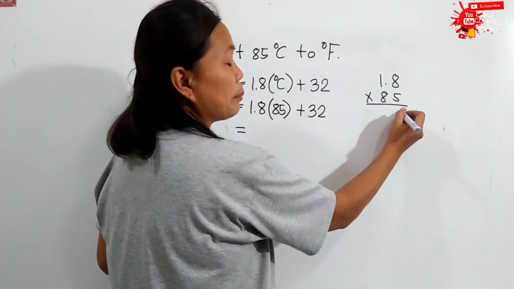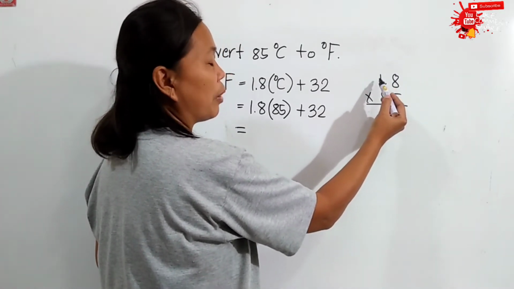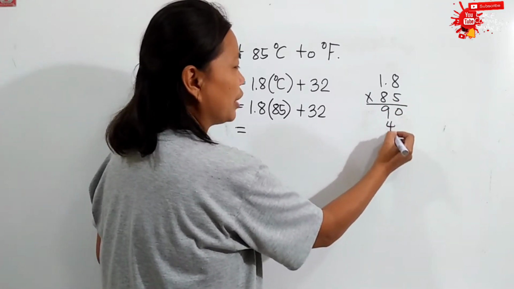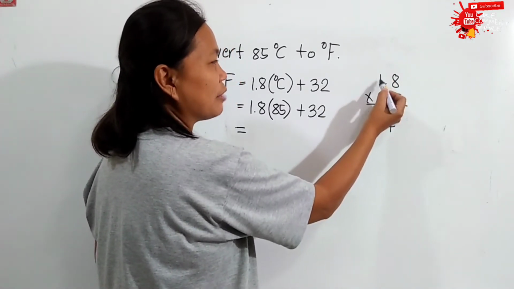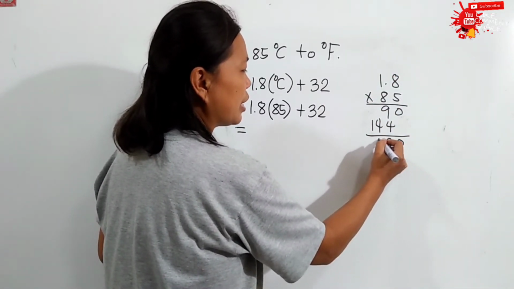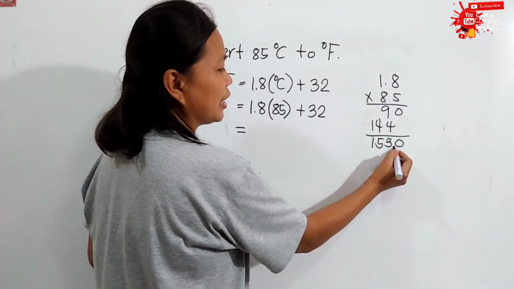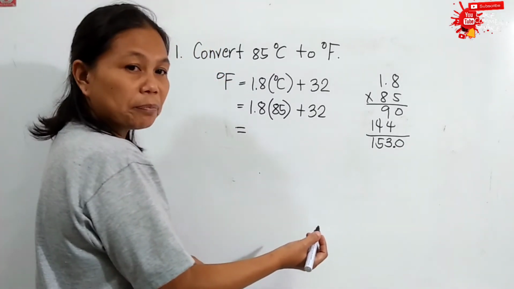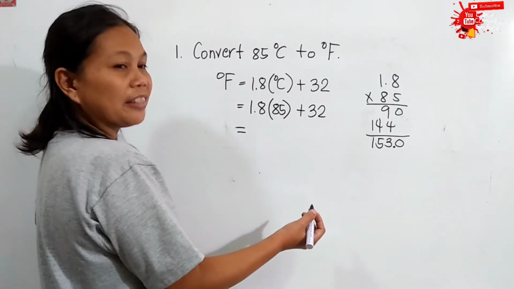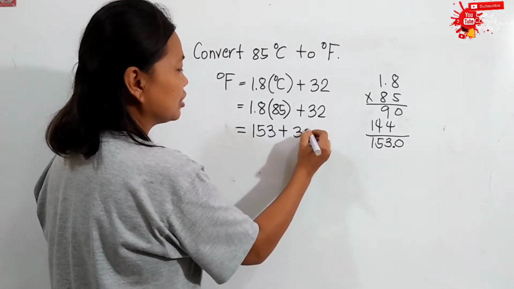We have here 5 times 8, which is 40. Carry 4. 5 times 1 is 5 plus 4, which is 9. Then 8 times 8 is 64. Carry 6. 8 times 1 is 8 plus 6, 14. So we have here the answer 1, 4, 3, 0, then we count the decimal point. We only have 1 decimal point. So we have here 153.0, or it is the same with 153.